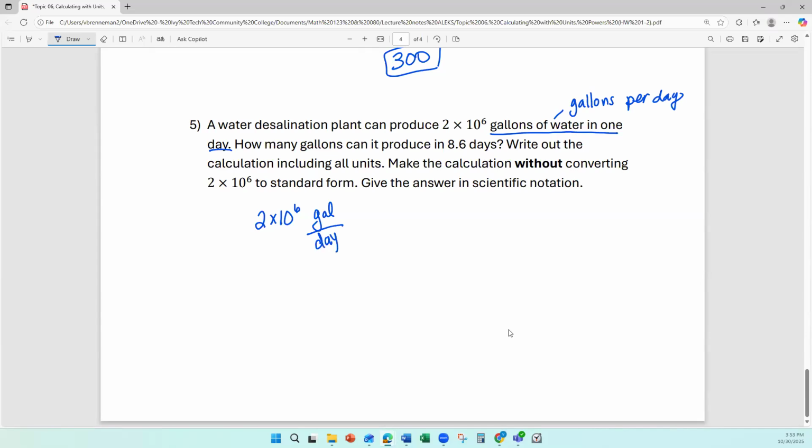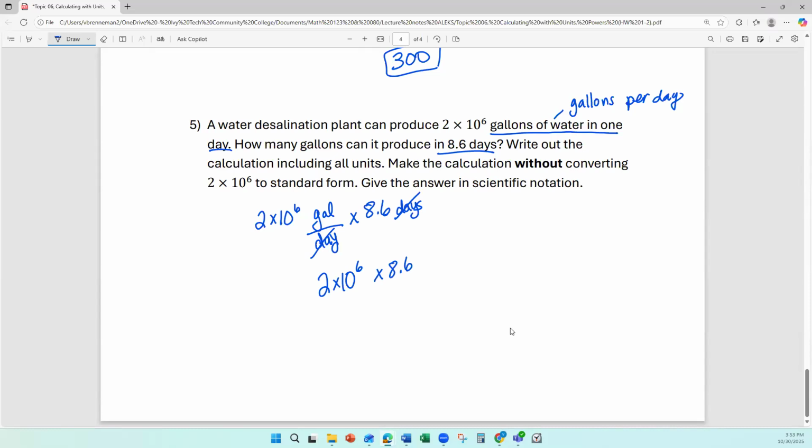Now I want to look, if I'm trying to find a number of days, this doesn't work. I'm going to have to divide by this in order for the days to end up on top. But I'm looking for how many gallons. Gallons is on top here, so that's all good. So then the 8.6 days, to get rid of the per day, if I multiply by the 8.6 days, then the day units cancel. So to get the number of gallons, I'm taking 2 times 10 to the 6th times 8.6.